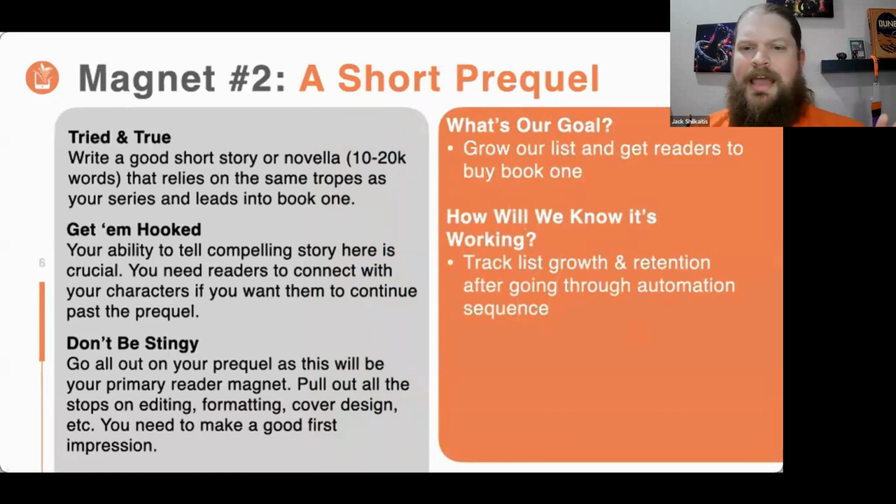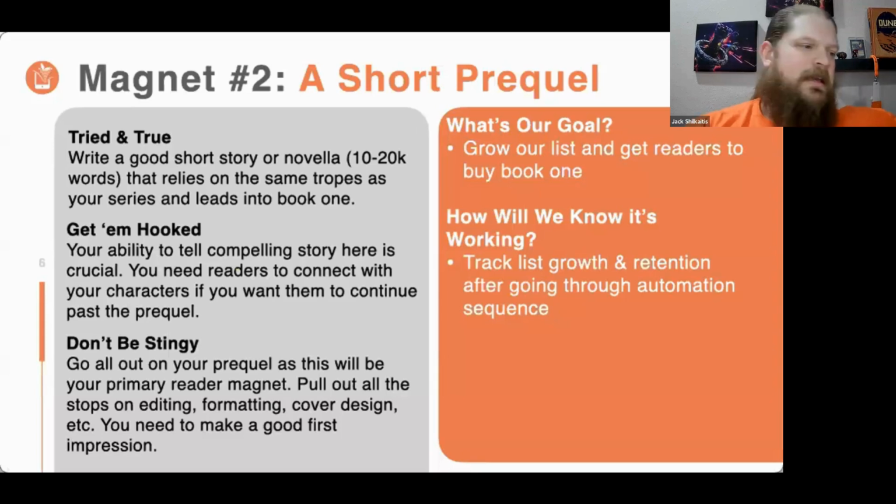Well, we want to track our list growth and retention after they go through our automation sequence. An automation sequence is essential for this type of reader magnet. You are collecting their emails in order to get the book. They need to go through an automation sequence that gets them to read that reader magnet, and then ultimately holds their hand along the way to then go and buy book one or start getting into your series, right? We want to be able to track how our list is growing, but also how many people drop off in the middle of that automation sequence, right? Versus how many people stick around.